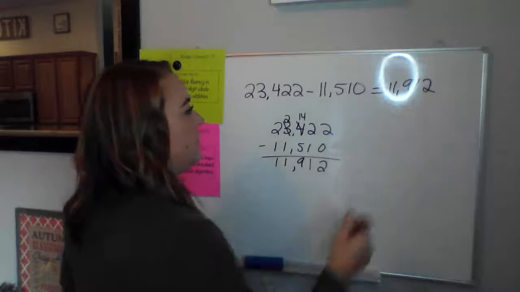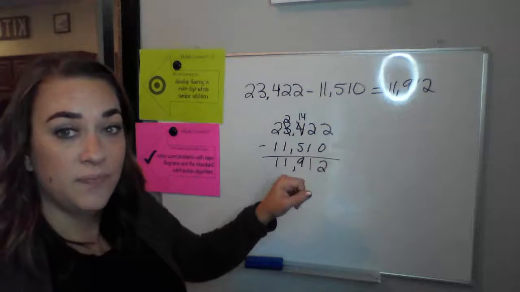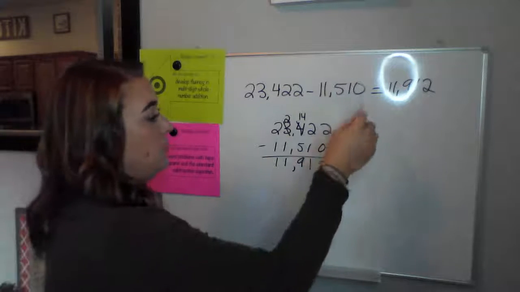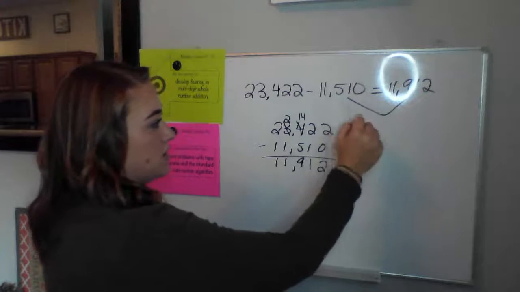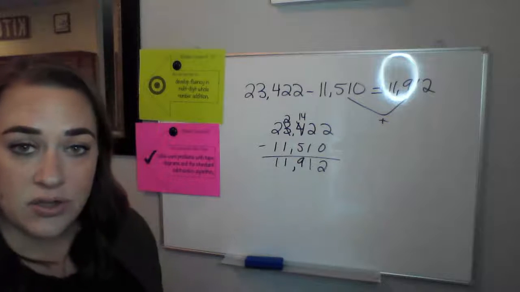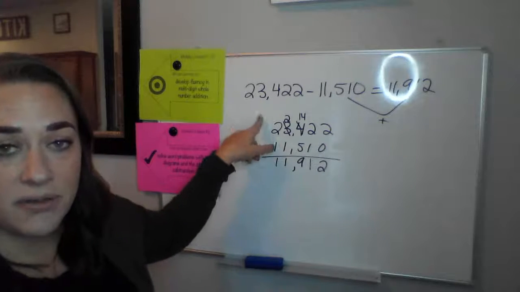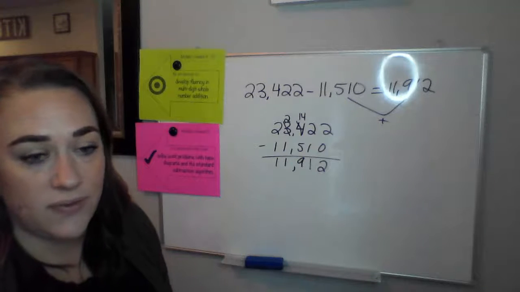If we wanted to double check our work, we could take our answer plus our smaller number and add them together. And if we did our subtraction correctly, then our answer would be 23,422. So that's just a good way to double check yourself if you want to.